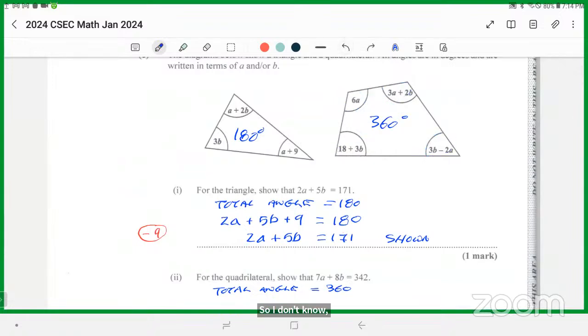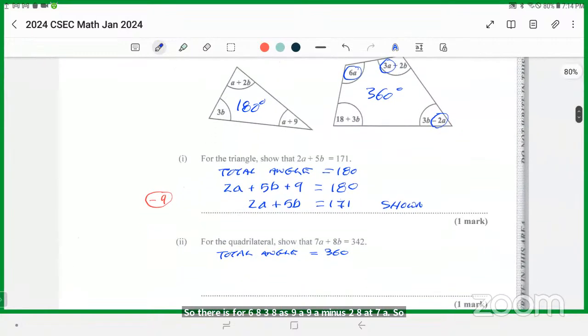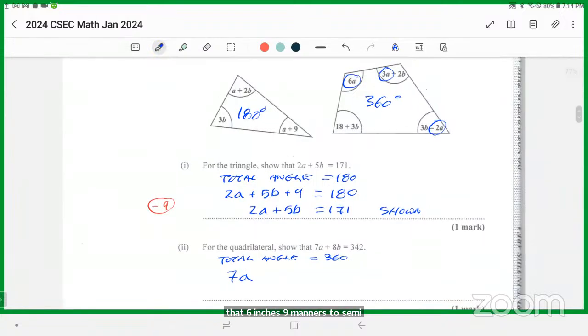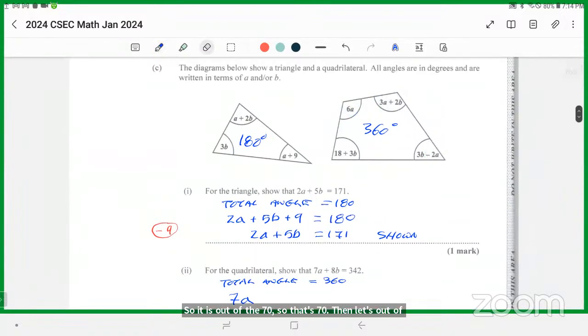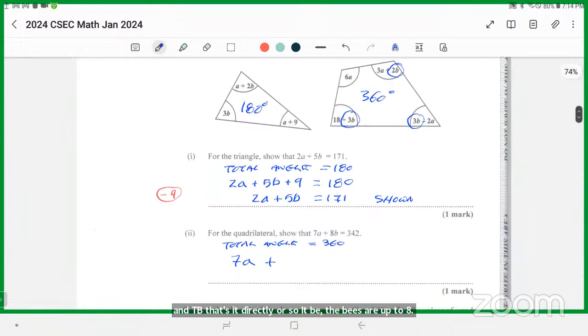We'll add up the A's first. So the A's first. 6A, 3A, that's 9A. 9A minus 2A, that's 7A. So the A's add up to 7A. Then let's add up the B's now. That is 2B and 3B and 3B. That's 8B right there. The B's add up to 8. So I'm going to write plus 8B.